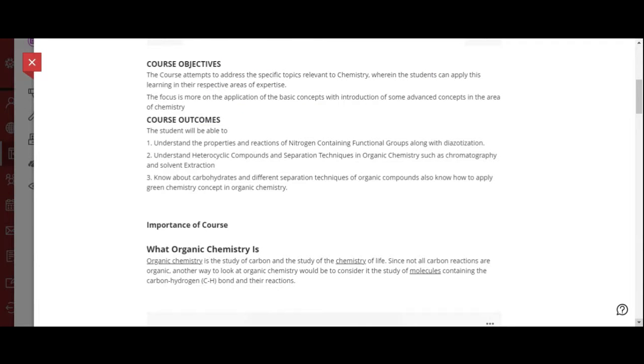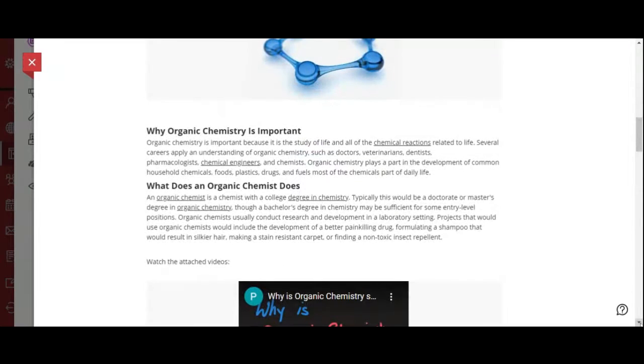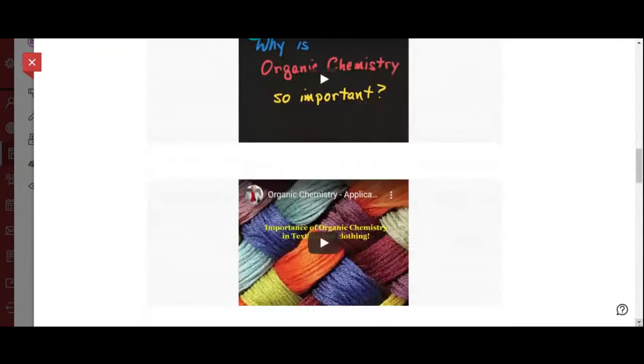So you all know in organic chemistry we deal with the synthesis of various drugs, various important molecules that become the precursors of very important drug synthesis. Okay, so this is very useful in pharma sites, in food, plastic, drugs, in household chemicals, and also in industries. So that's why organic chemistry is very important.